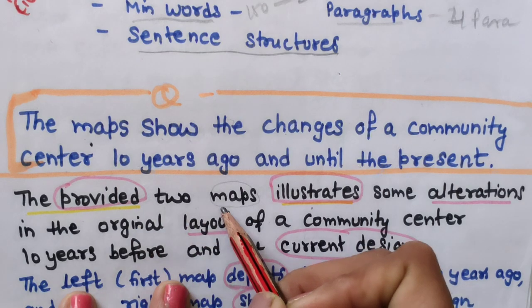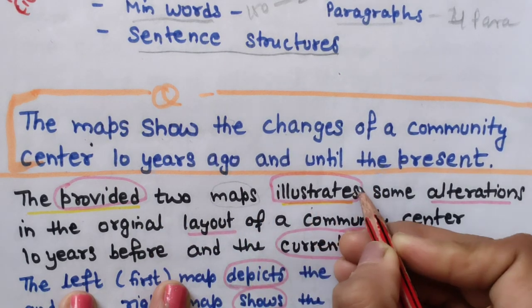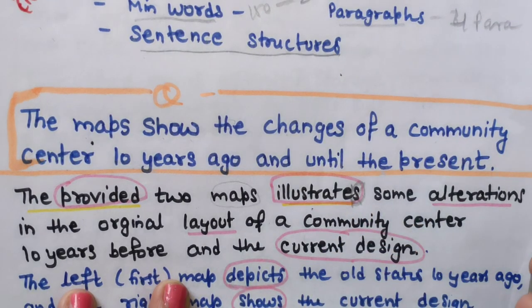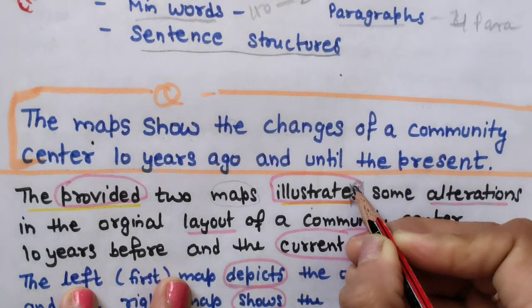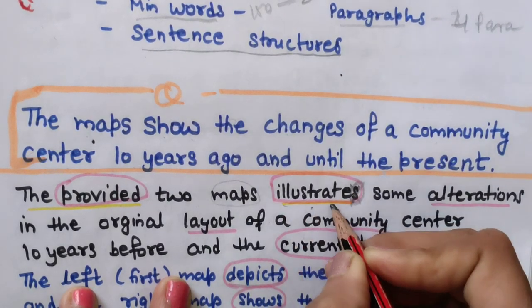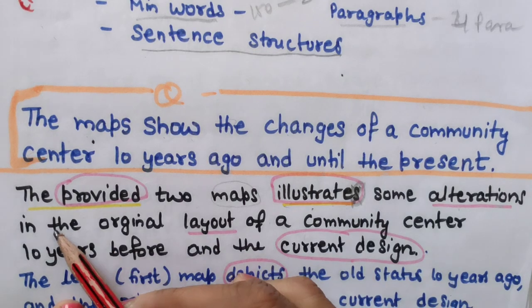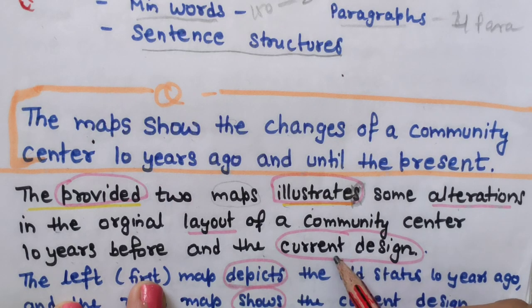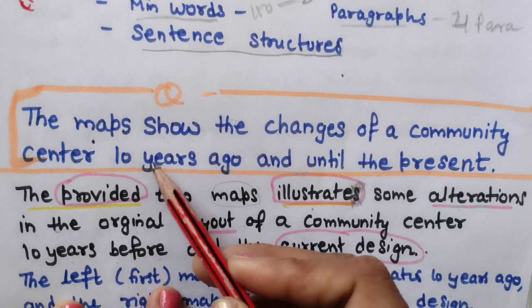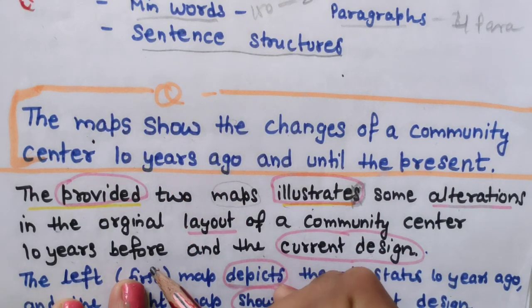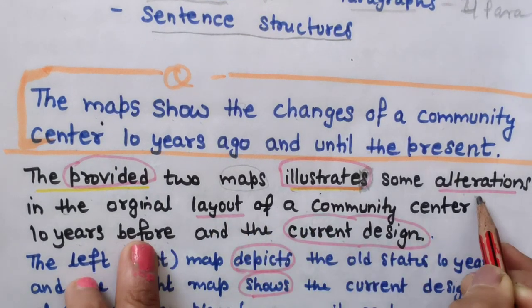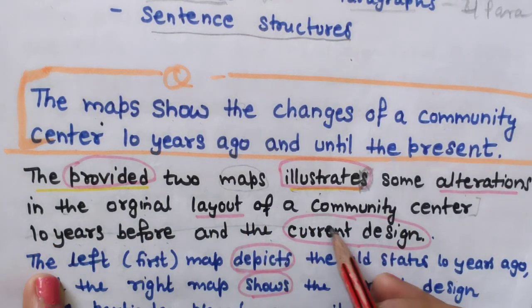The provided 2 maps illustrate, sorry, this is my mistake, there is another major mistake I have done. So this is not, only illustrates some alterations in the original layout of a community center 10 years before and the current design. For the present, I have written current design, and for 10 years ago, I have written 10 years before. And instead of writing till here, you can just cut these lines.